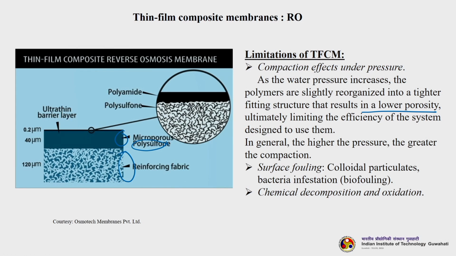What is happening when the process is on inside the membrane module is that, due to the increase in water pressure, since the material is polymeric, the matrix itself is slightly reorganized. So, it is getting compacted, getting tighter, a tight fitting structure. By this, the permeation rate will decrease, so flux will also decrease, and the efficiency of the system will decrease. In general, the higher the pressure, the greater the compaction.